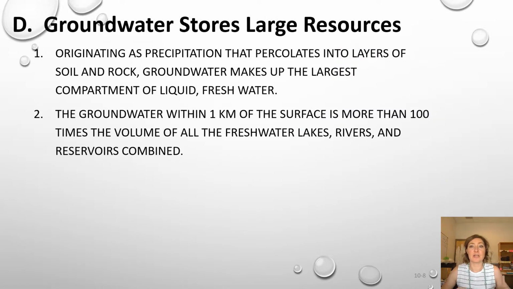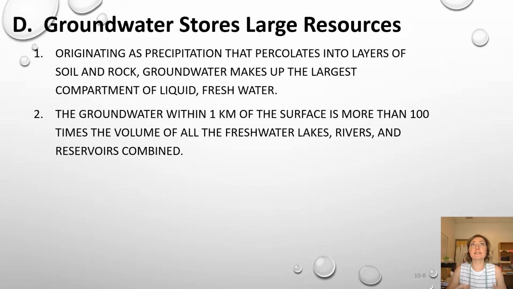Groundwater is going to be a large storage resource for water. So think of water as originating at the part of the hydrologic cycle where it is precipitating, or falling back to the ground. Once that water falls back to the ground, it's got to go somewhere. So either it's going to run off the surface of the earth, or it's going to percolate or move into the layers of the soil and rock. And it's going to become groundwater, and this is going to make up the largest compartment of liquid fresh water that we have.